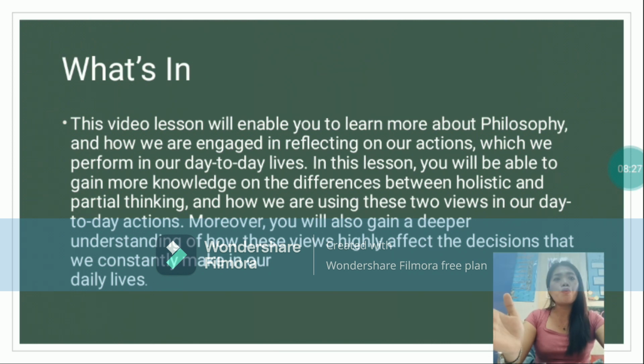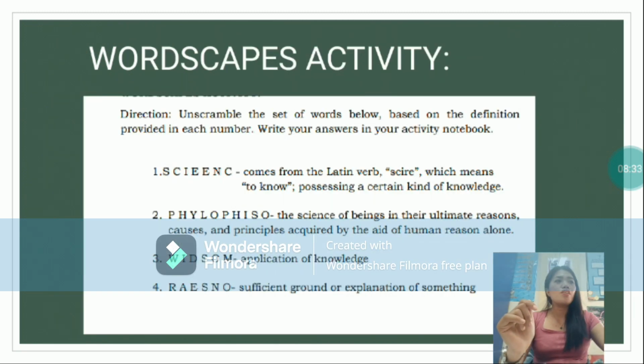Okay. Now at this point, you will have an activity. This activity is called Wordscapes activity. I think you are familiar with this one. Okay. We have here the direction of the Wordscape activity. So all you have to do is unscramble the set of words below based on the definition provided in each number. Write your answers in your activity notebook. So number 1, as you can see, there are scrambled letters in each item. All you have to do is just rearrange the letters and form a word that has been defined. Okay, or has been described.